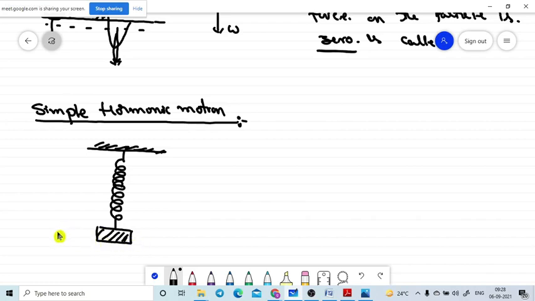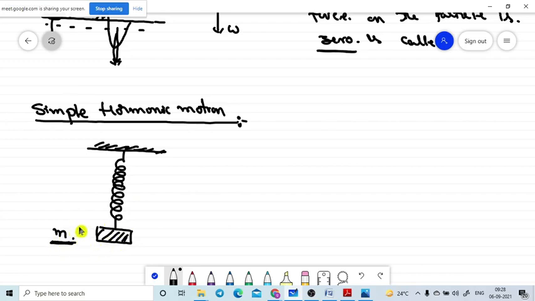Let me take the mass of the body as m. The mass of the spring, let me take it as zero, negligible. That means we are not concentrating on the mass of the spring here. We are taking the mass of the spring as negligible, so we only consider the mass of the load which is attached to the spring.